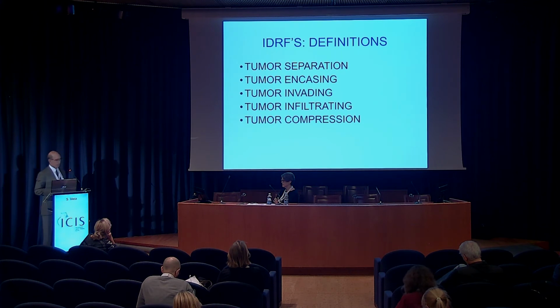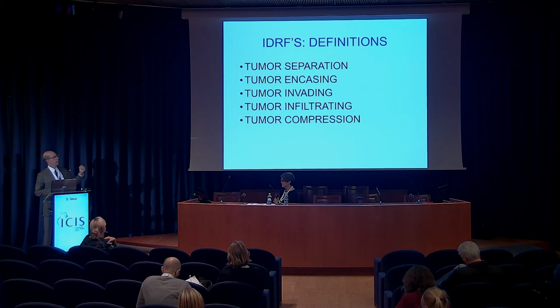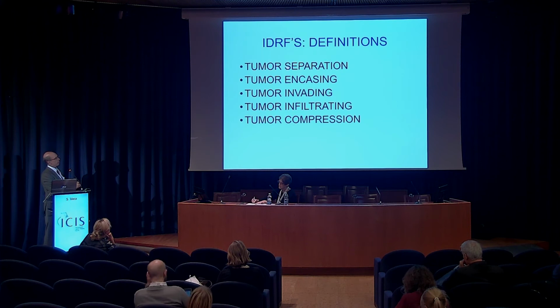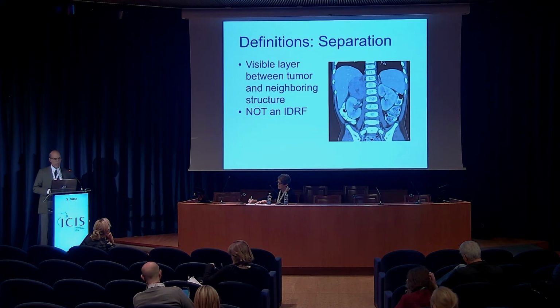So let's talk about IDRFs now. These are definitions. They're important because they allow you to go through that list and talk about the different IDRFs. And your job as a radiologist is to decide, are there image-defined risk factors or are there not? And then how many of them are present. So we need to talk about separation of the tumor from adjacent structures, encasement, invasion of the structures, infiltration, and compression. Those are terms that you need to be aware of.